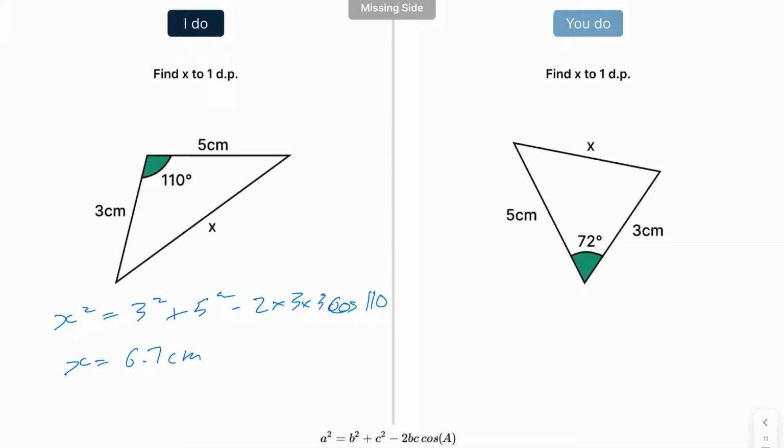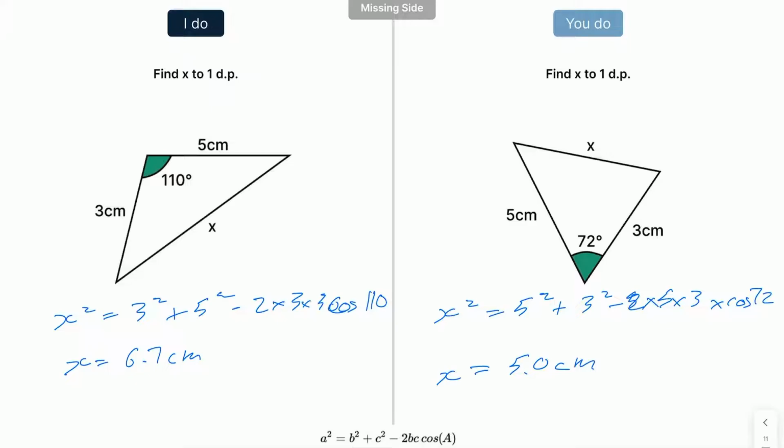And again, hopefully you pressed pause and had a go at this example. So it's the exact same thing here, 5 squared plus 3 squared minus 2 times 5 times 3 times cos of 72. And when you type that into your calculator and square root it, you should get 5.0 centimeters to 1 decimal place.